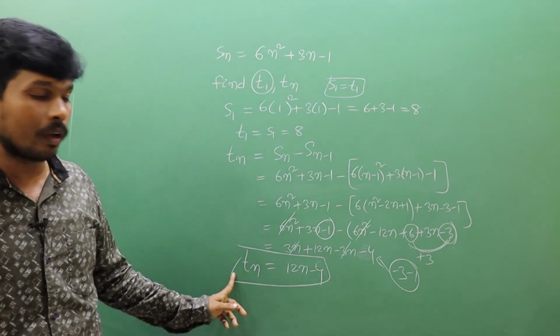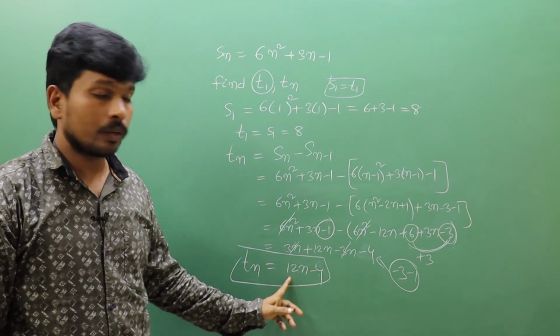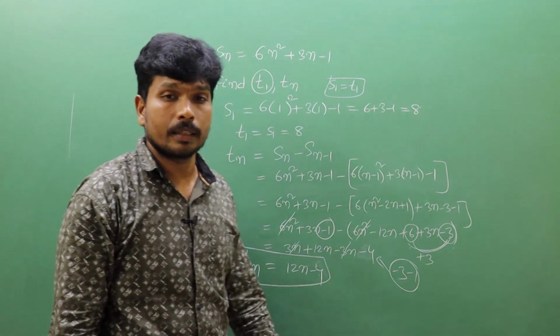Now substitute T1 value. T1 is 12 into 1. 12 ones are 12. 12 minus 4 is 8. T1 is 8. Okay.